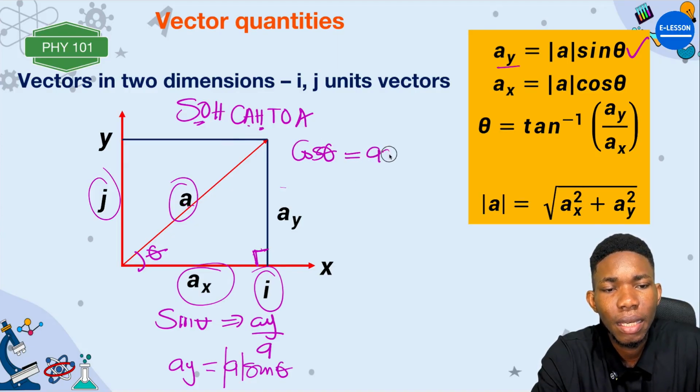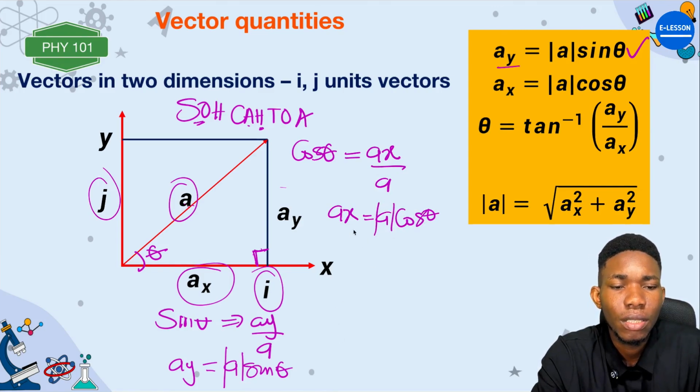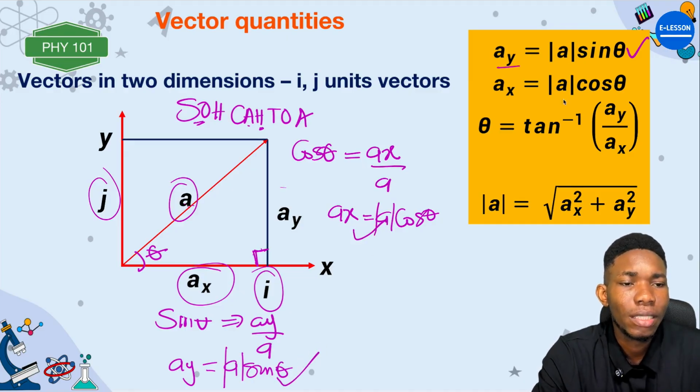Adjacent is how many? AX. Hypotenuse is how many? A. So that will give us AS is equals to what? A cos theta. Is that okay? So this is AS, this is what? AY. This is what we have here.